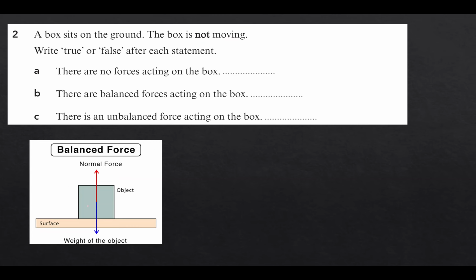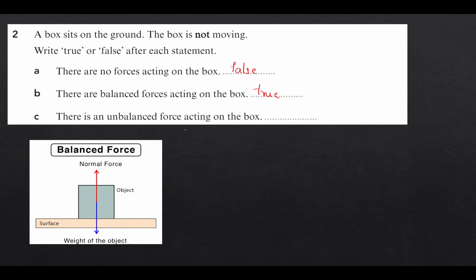Now, if you look at these two forces, they have the same size and they are opposite in direction, which means the forces are balanced. If the forces are balanced, then the box will not move. If it's at rest, it will stay at rest, but if the box is already in motion, then it will stay in motion. That's what inertia says. If I look at 2a, there is no force acting on the box. That's obviously false because we have a force. There are two forces acting: the force due to gravity and the normal force. Let's look at b. There are balanced forces acting on the box. That is true.